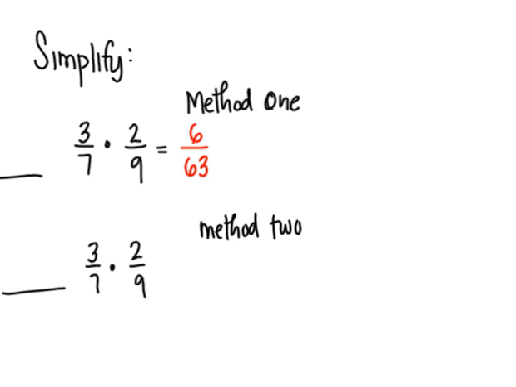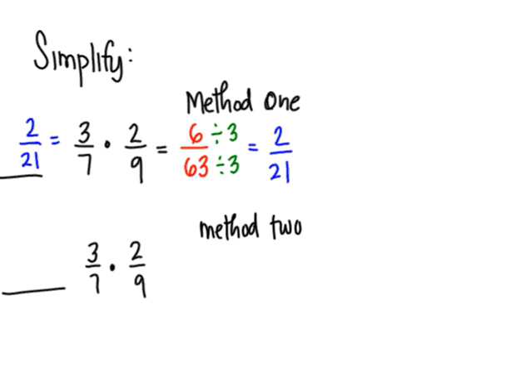But the problem with 6/63 is that it's not reduced. So the number that goes into both of these would be 3. So we've got to reduce this one down. I say that I'm going to divide the top by 3, which means I divide the bottom by 3. And my final answer here would be 2/21. Okay, so in that particular method, you're going to multiply first and then reduce.